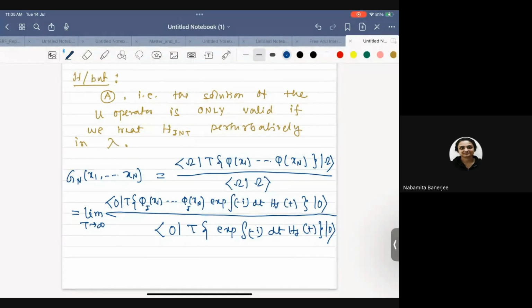Now we really don't care. Give me as many operators as anybody wants me to compute, I'll just insert it and evaluate this integral order by order in lambda. See, this is an exponential. The first term is always 1, and then the second term would be one H_I, the third term would be two H_I's, and so on. So that's what this expression is.